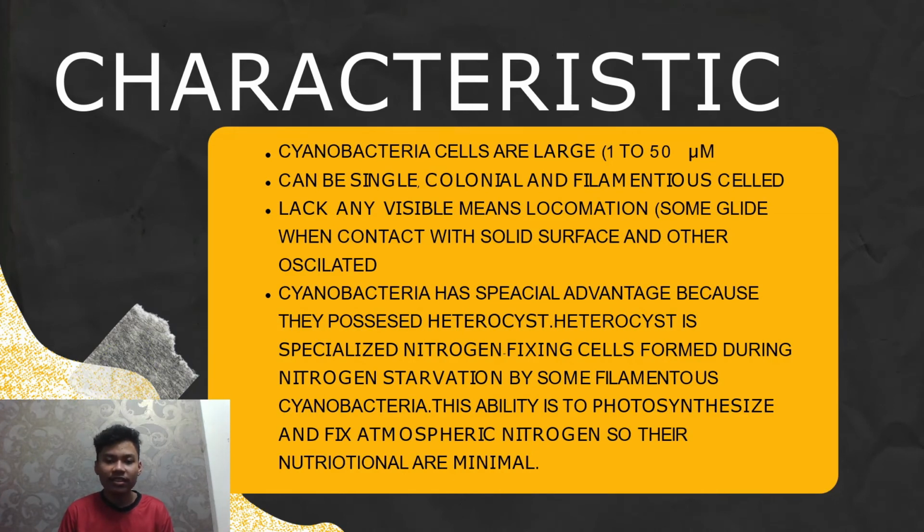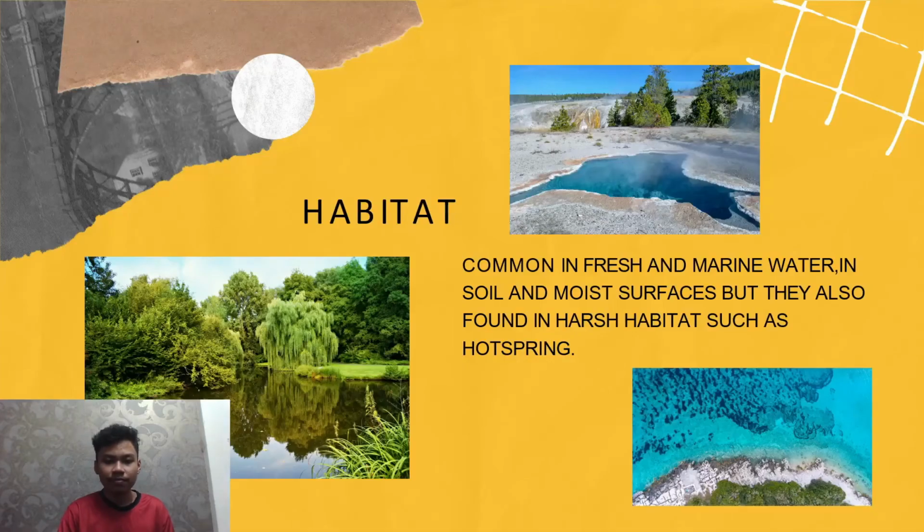Cyanobacteria have a special advantage because they possess heterocysts. What is a heterocyst? A heterocyst is a specialized nitrogen-fixing cell formed during nitrogen starvation by some filamentous cyanobacteria. They have the ability to photosynthesize and fix atmospheric nitrogen, so their nutritional requirements are minimal.